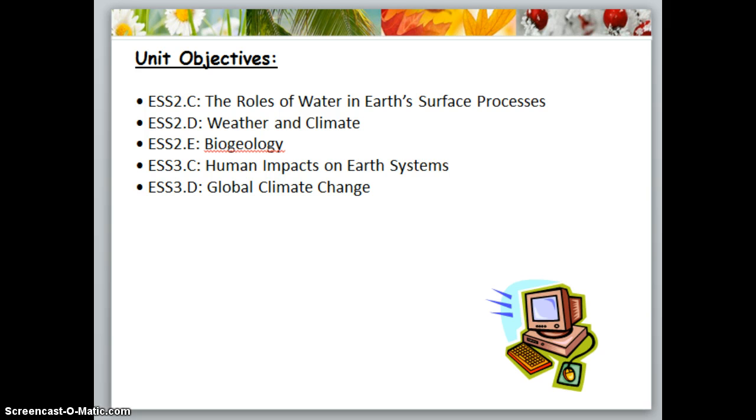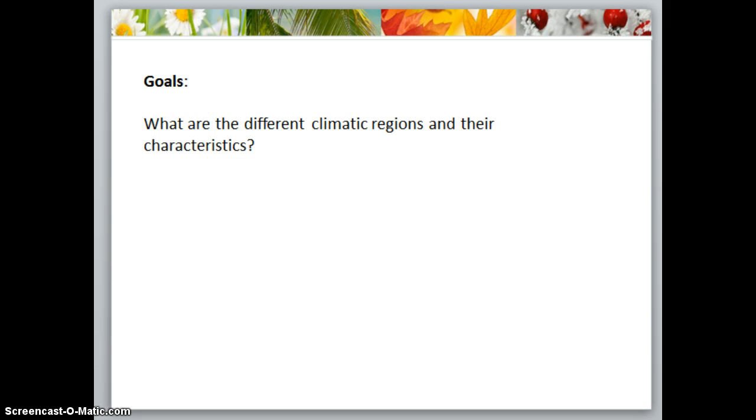These are the objectives that we've been covering throughout the unit. These are the goals for today. What are the different climatic regions and their characteristics?